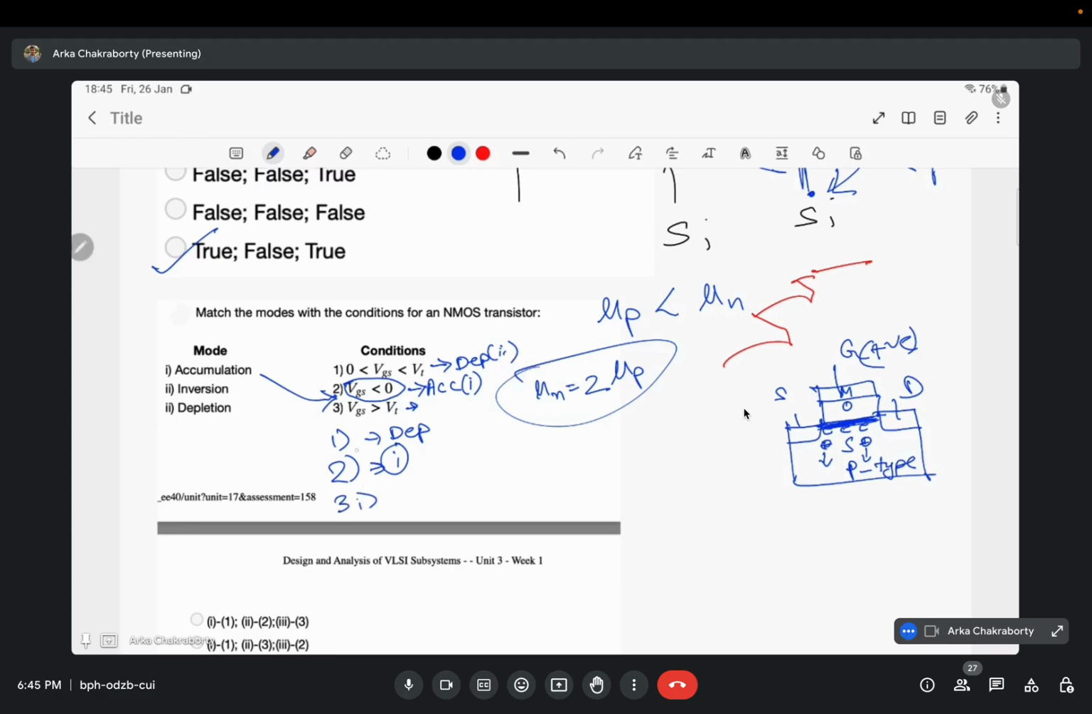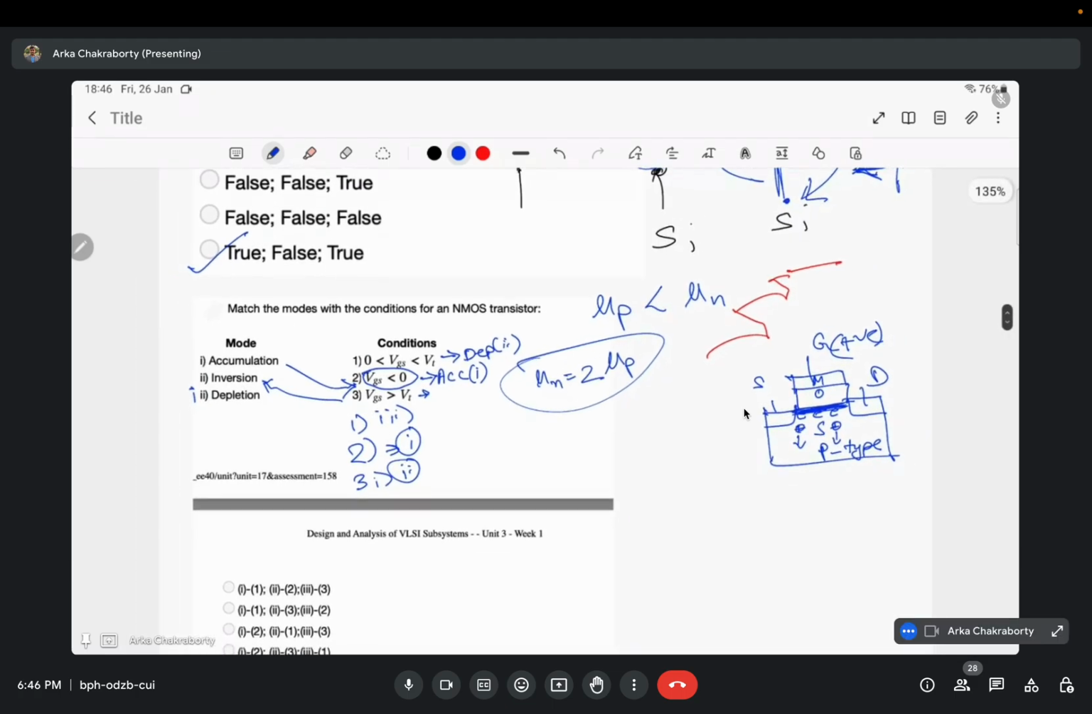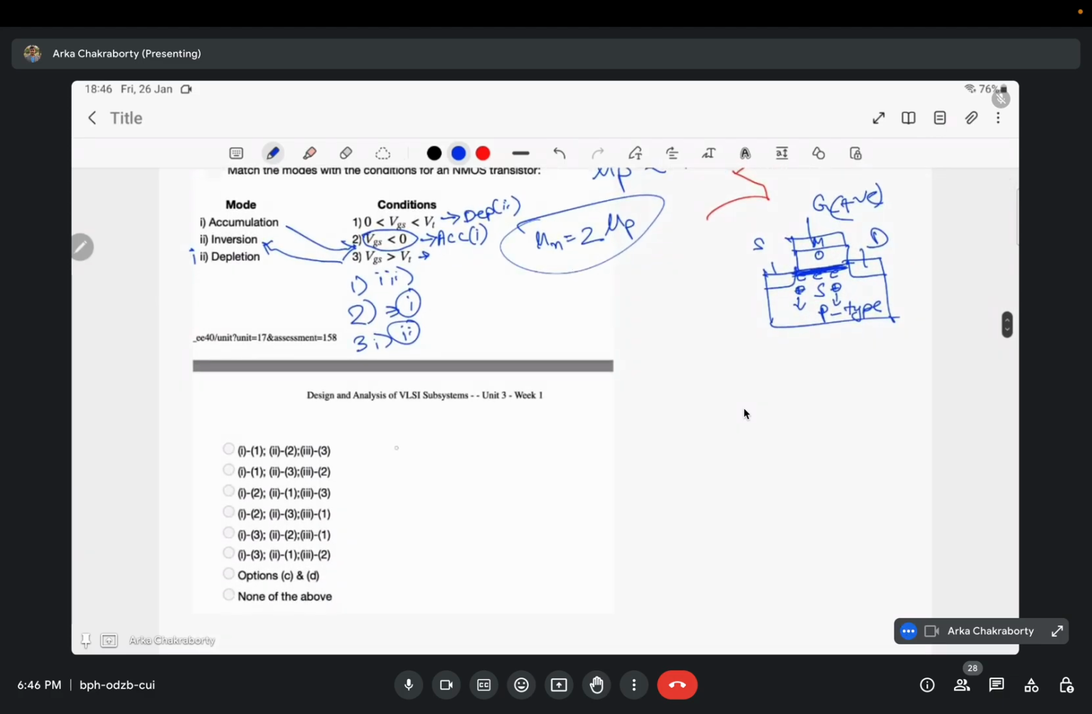So 3 will be inversion, right? 1 will be depletion, 2. 3 is inversion. So 1 is 3, 2 is 1, 1 is 2, 2 is 3. So this one is the correct answer.